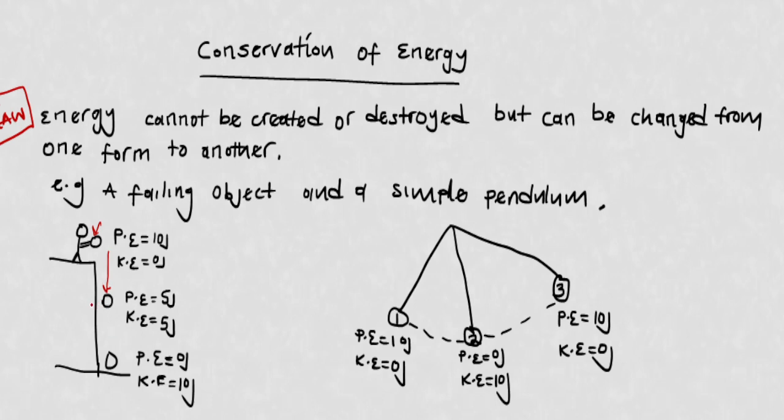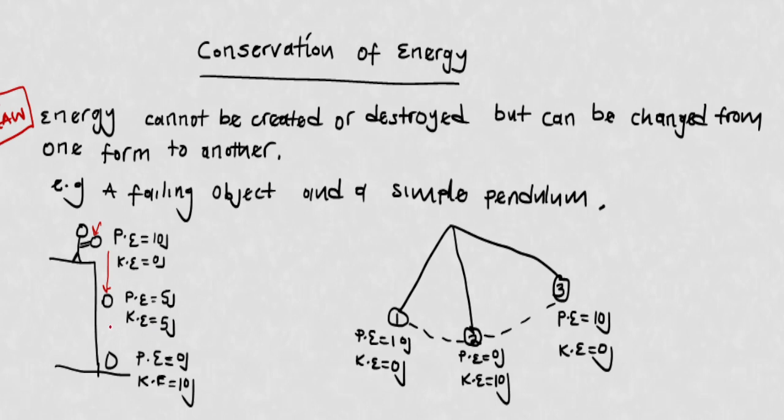At this middle point, the potential energy and the kinetic energy will be the same. So potential energy will be equal to the kinetic energy, that is, they're going to be half. The total energy was 10 joules, so it becomes half here. Half of 10 is 5, so potential energy is 5 joules, kinetic energy is 5 joules.